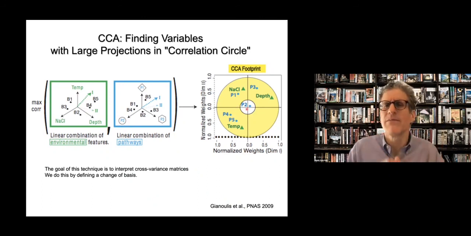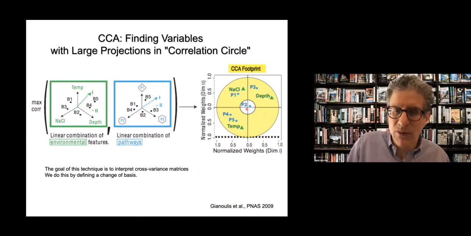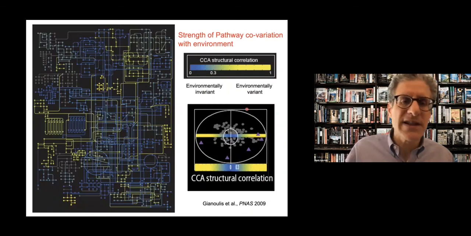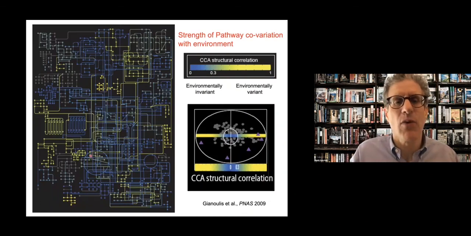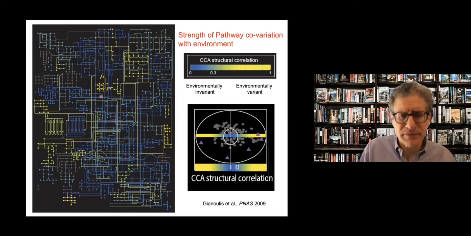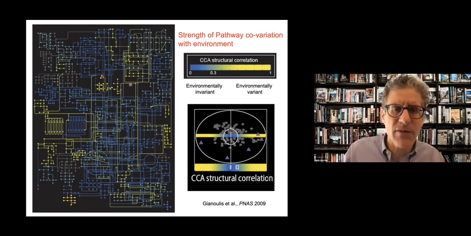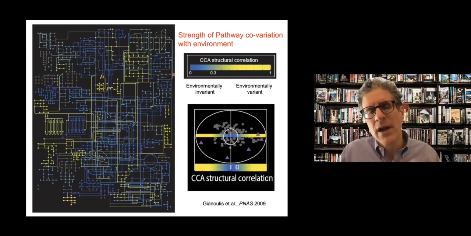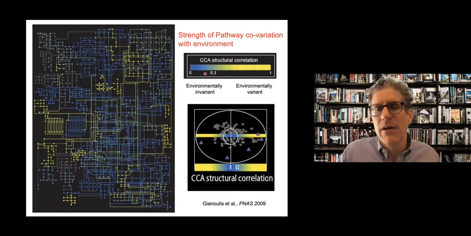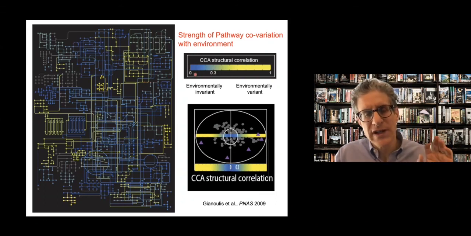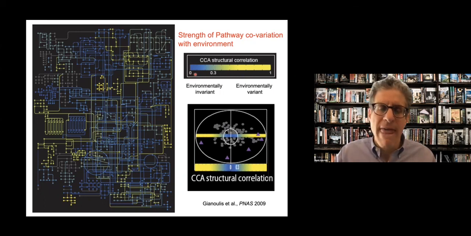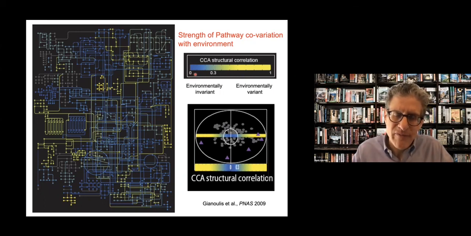Now, this might all seem like mumbo jumbo, but let's think about how you could apply this and get some intuition. So this is a picture showing the wiring diagram for metabolism. This is the Boehringer-Ingelheim chart, and you see all the metabolic pathways. What I've done is color these pathways by their projection onto the first canonical correlate. Remember, the first canonical correlate is the thing that most relates to the environmental variables.